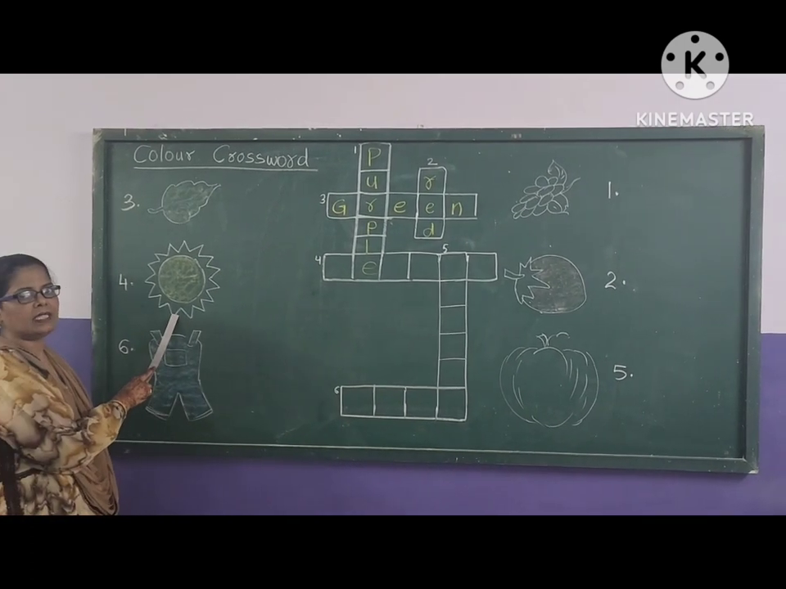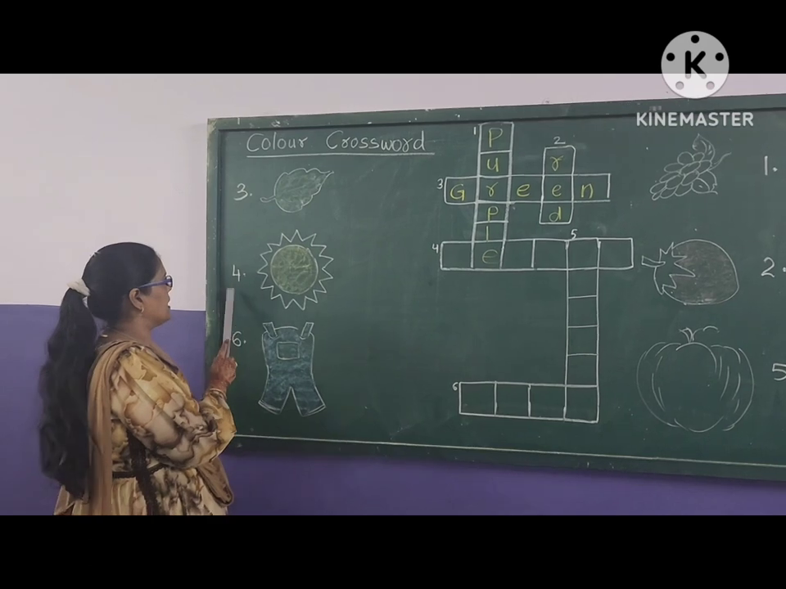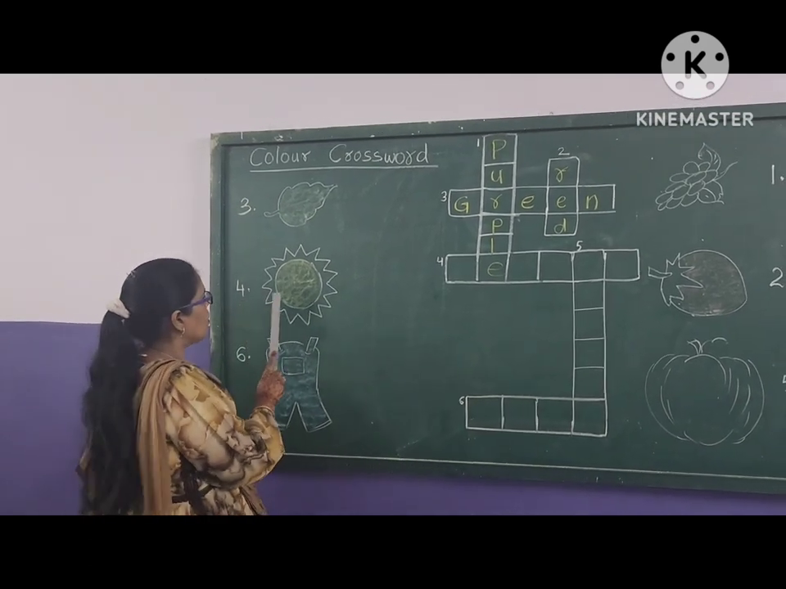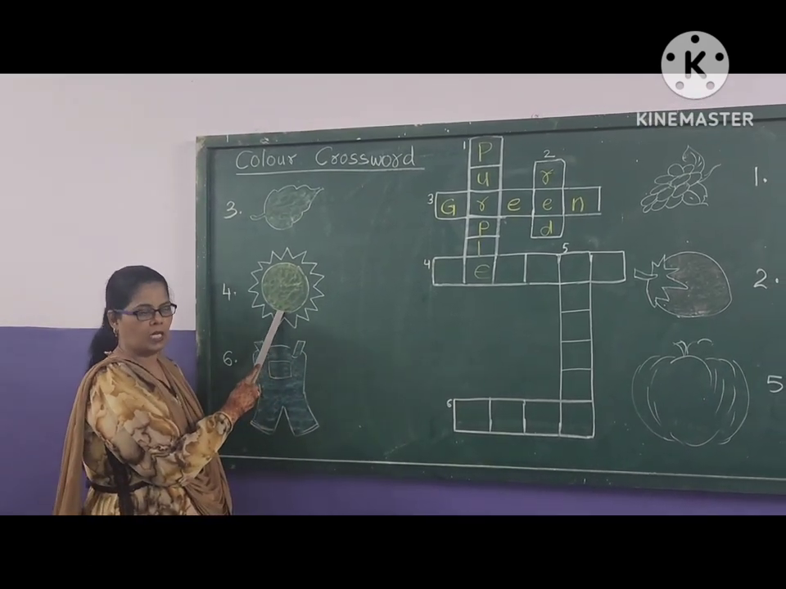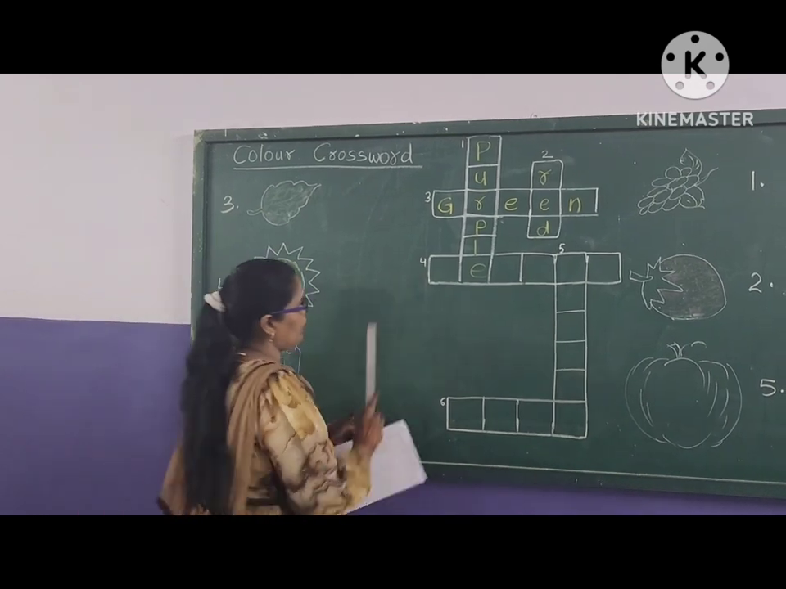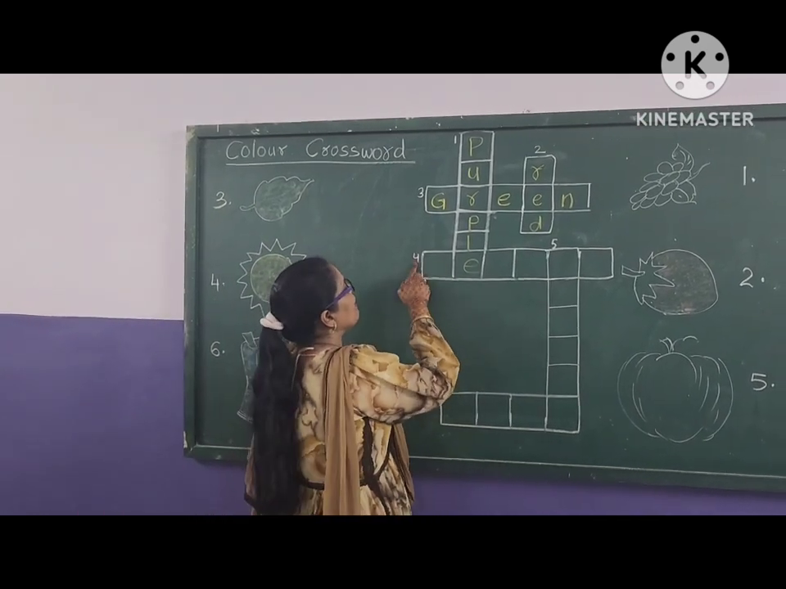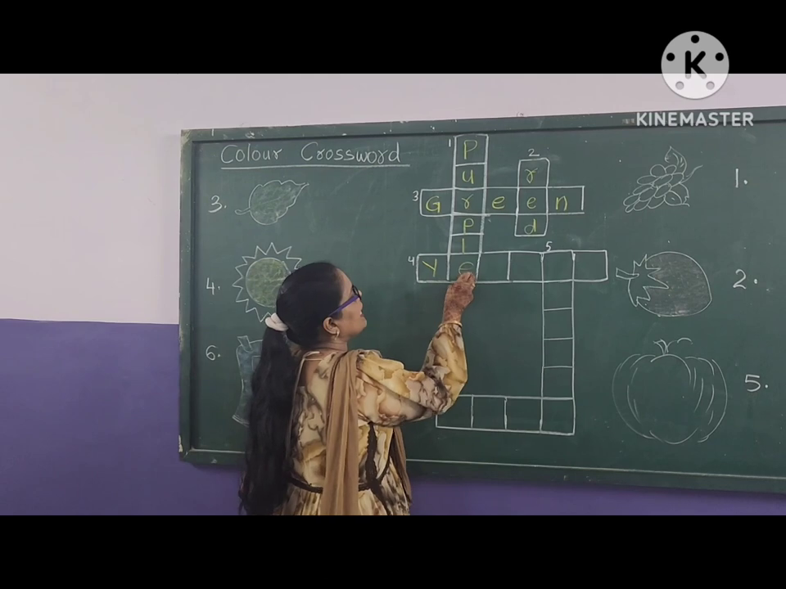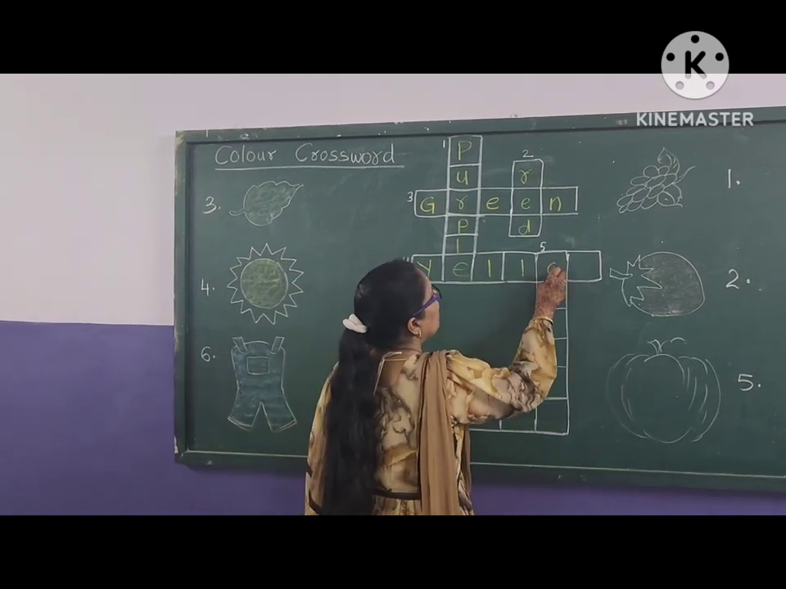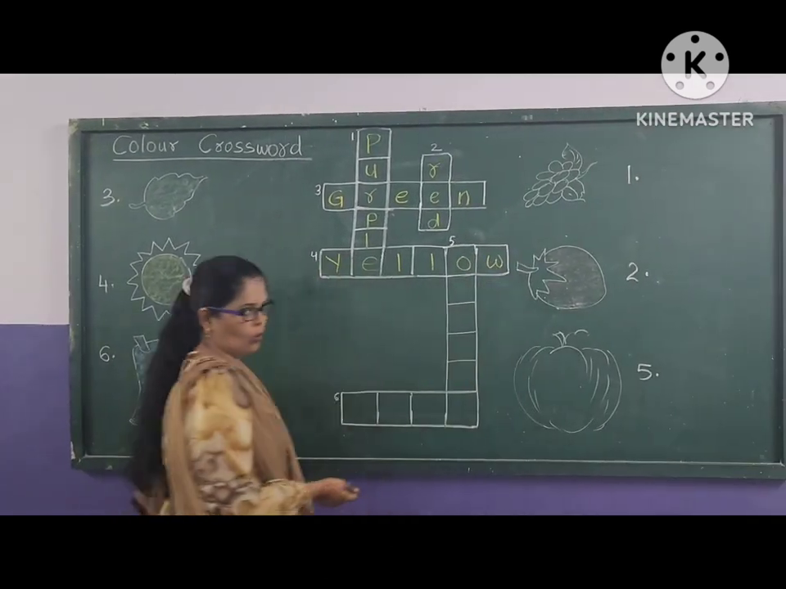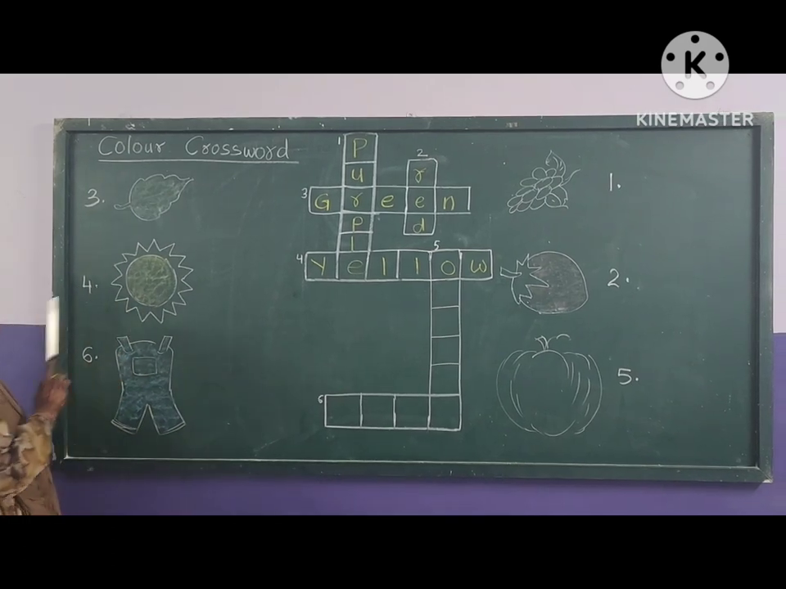What is the color of sun? S-U-N, sun. This is the number 4. So sun is of yellow color. So we'll go for number 4. Here you can see number 4. So Y-E-L-L-O-W, yellow. Sun is of yellow color.